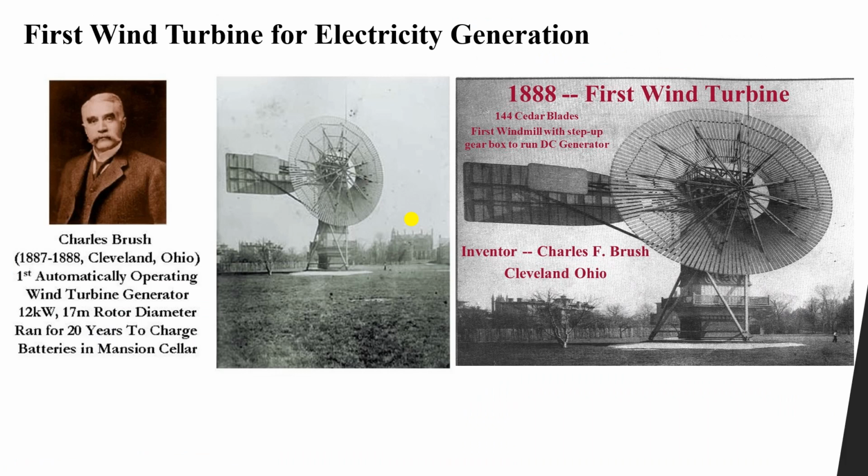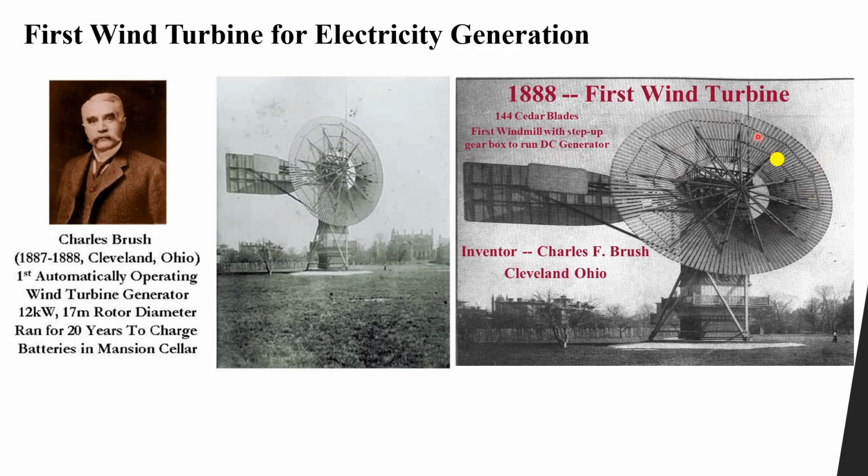Now, the first wind turbine used for electricity generation was made by Charles Brush, this man, in 1888. This is the first wind turbine. It consisted of 144 blades. As you can see, there's a very large number of blades, which means it will have very large weight and small velocity. This one was connected to a gearbox which was used to run a DC generator, so it was used to produce DC power.